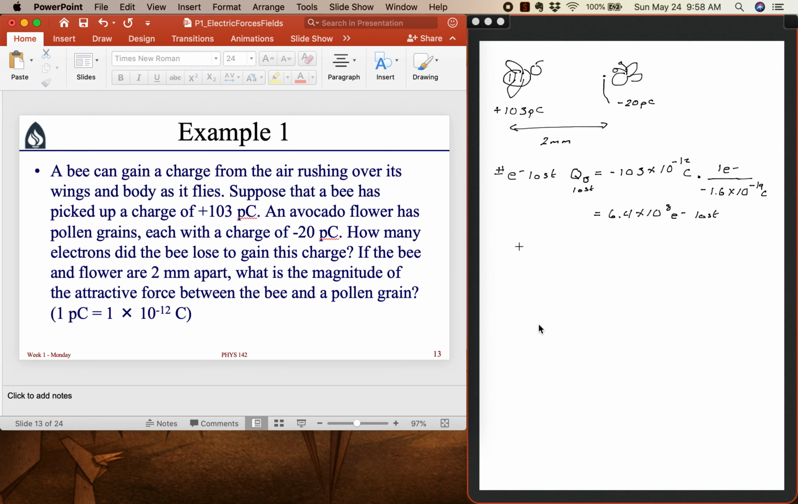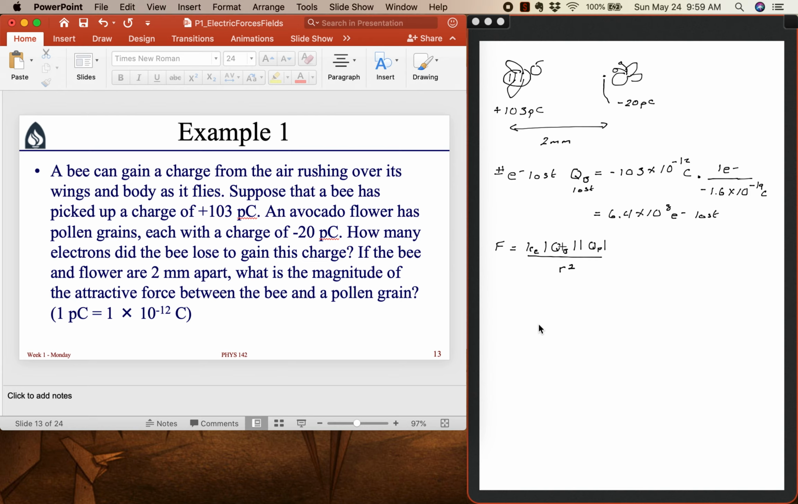So next we want to find the amount of force, the magnitude of the force between the bee and a pollen grain. So the amount of force is going to be given by Coulomb's law, and Coulomb's law states that the amount of force is equal to Coulomb's constant times the amount of charge A, or in this case, the charge of the bee, since that's one of the objects, times the amount of charge of the other object, so this would be Q for the pollen grain, divided by the distance between the bee and the pollen grain squared. And you'll notice I'm using absolute value signs here.